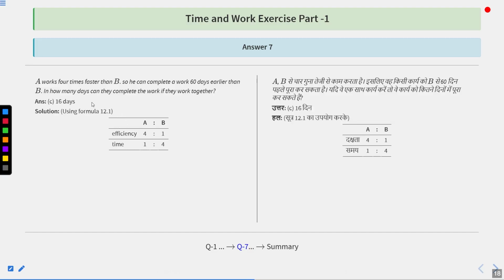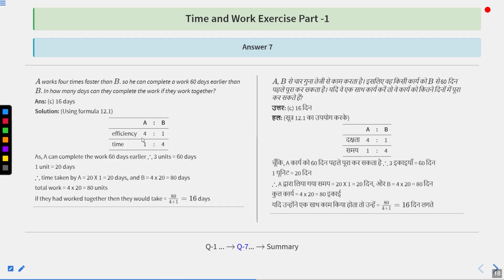Now, efficiency and time. It was given that A works 4 times faster than B. That means if B works at an efficiency of 1 unit, then efficiency of A is going to be 4 times of 1, that is 4. So they are doing the same work. That means if the efficiencies are in ratio 4:1, then time taken by them is going to be in the ratio 1:4. Obviously, the person having the higher efficiency is going to complete the work in lesser time. So time will have the reverse ratio of efficiency.